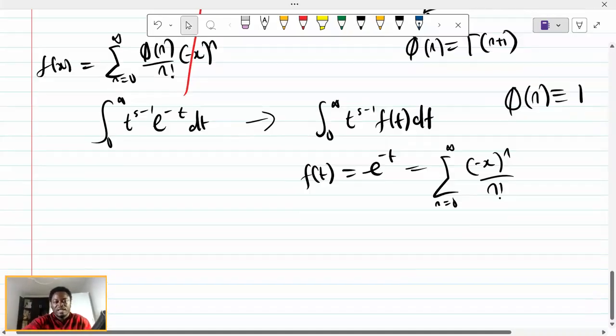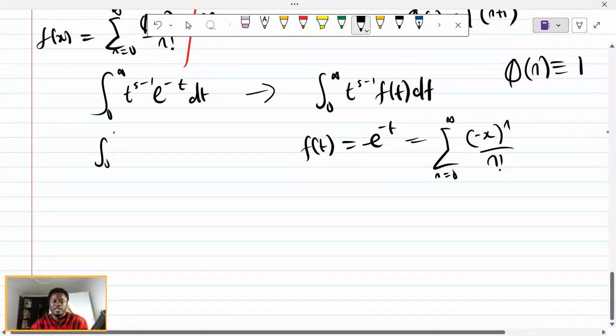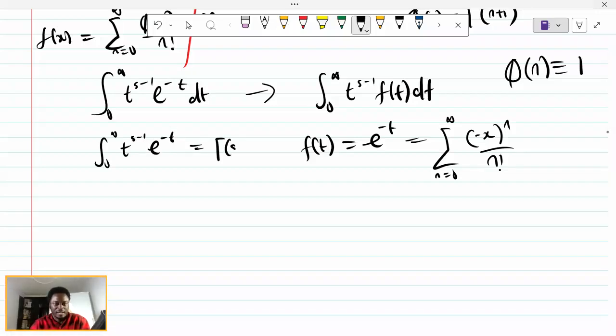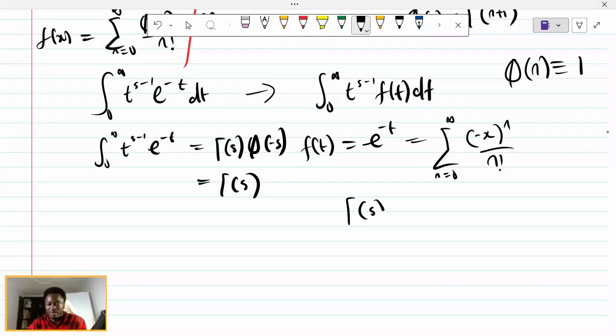So that is that. Basically, this means that the integral from 0 to infinity of t to the s minus 1 e to the negative t is equal to gamma of s times phi of negative s, but phi of s is 1, so this is going to be gamma of s, and this is basically the definition of the gamma function. So gamma of s is equal to the integral from 0 to infinity of t to the s minus 1 e to the negative t dt. Now, of course, this may look not so impressive to you, but it is actually impressive because it tells you that the gamma function is a special case of the Ramanujan master theorem. You can see. And actually, there's a very famous result we usually use.